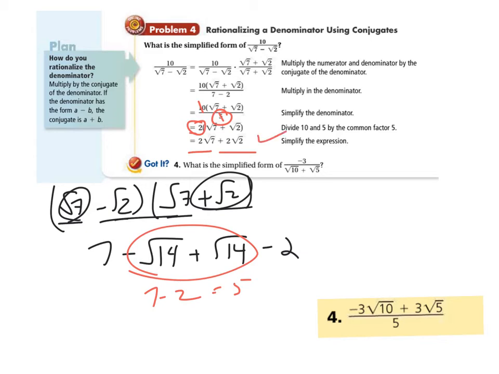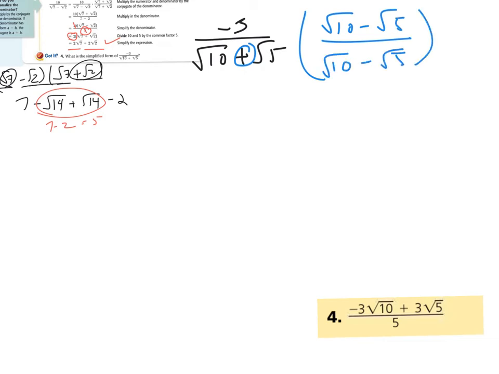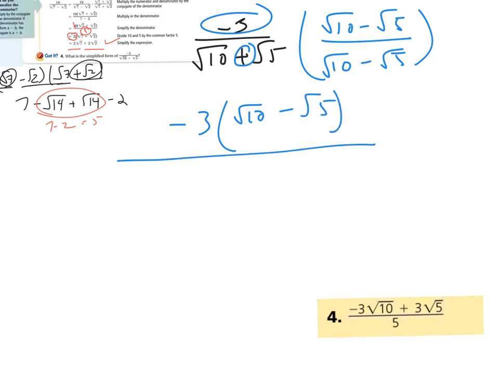So let's take a look at the got it 4 here. We're going to take that and multiply by the conjugate of the denominator. So again, the conjugate means I just turn this positive into a negative. So square root of 10 minus square root of 5 over square root of 10 minus square root of 5. And on the top, that's going to give me negative 3 times square root of 10 minus square root of 5. And on the bottom, it's going to conjugate. In other words, from previous experiences we saw over here, it's going to wipe out all those middle things.